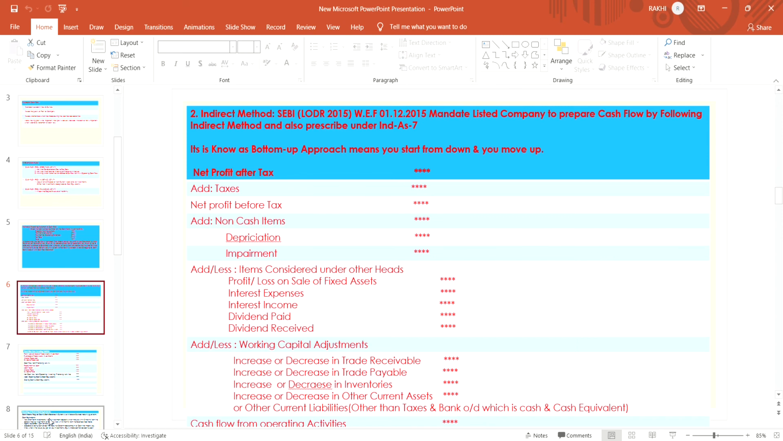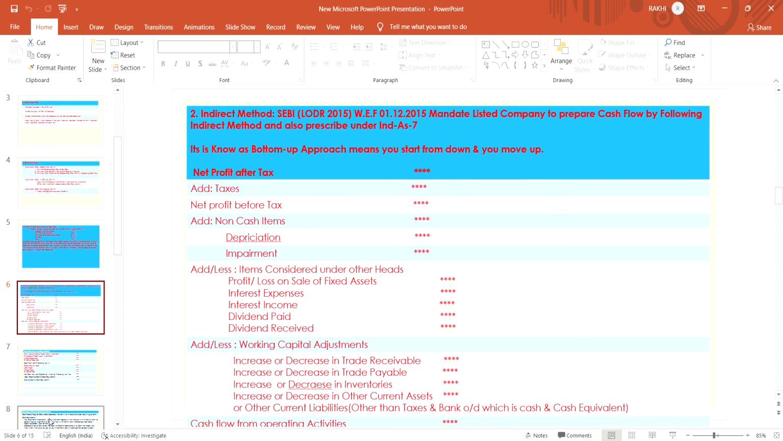Because the taxes paid, which we will take later on, we will reduce from whatever the activity. If the taxes paid are related to, suppose, capital gain, that is investing, that tax is related to investing activity. For any taxes paid relating to operation of the business, that tax is related to operating activity, so we will reduce accordingly. But at the same time, from our profit after tax, we will add back the tax, and then we will find out the net profit before tax, or we directly take net profit before tax also.